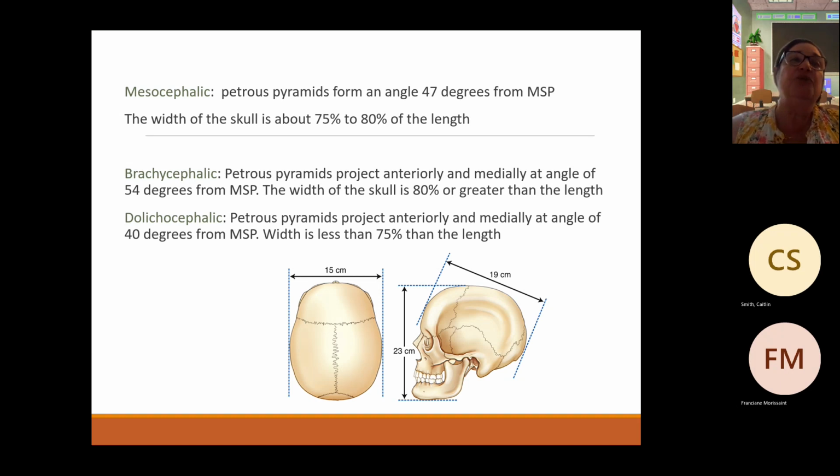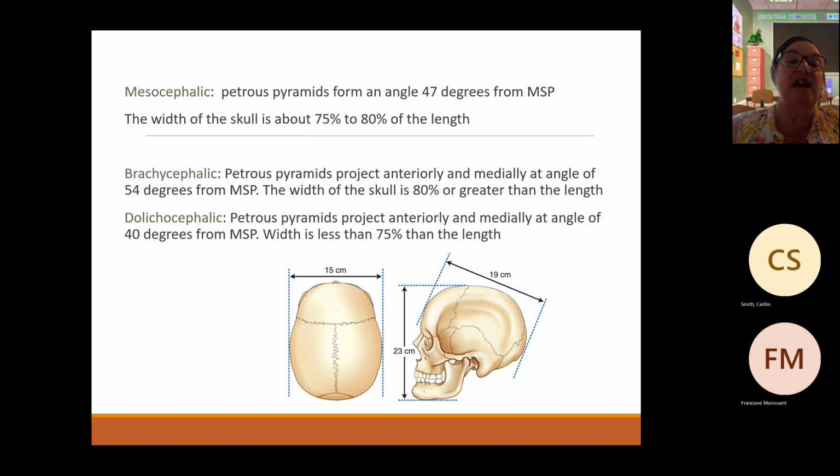So the reason why we need to know this is because when you're performing a TM joint, you may have to increase or decrease your rotation on the skull due to whether it's a broad skull or a real thin skull. So a broad skull, the brachiocephalic, requires more angulation than the thin skull, which requires less.